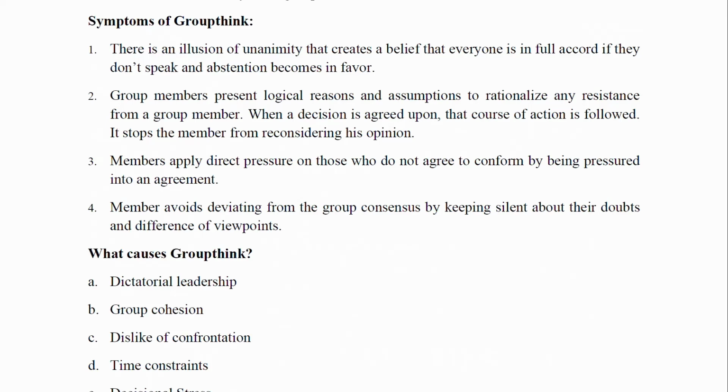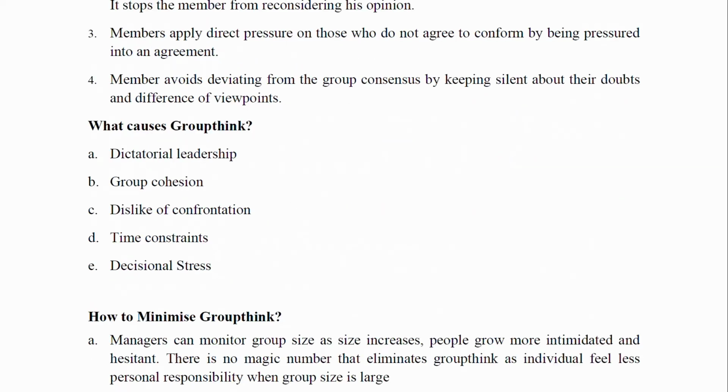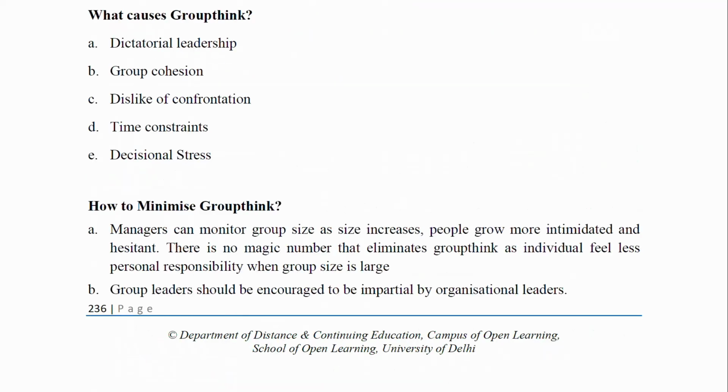What causes groupthink? Dictatorial leadership, group cohesion, dislike of confrontation, time constraints, decisional stress. How to minimize groupthink? First, managers can monitor group size. As size increases, people grow more intimidated and hesitant. There is no magic number that eliminates groupthink, as individuals feel less personal responsibility when group size is large.